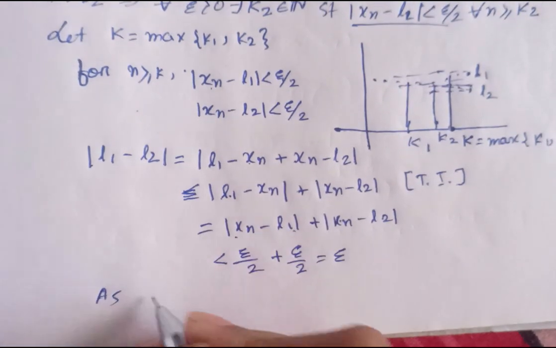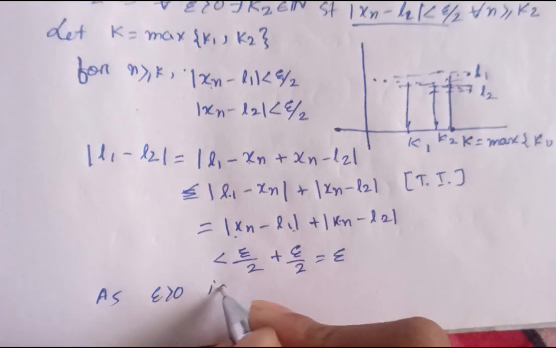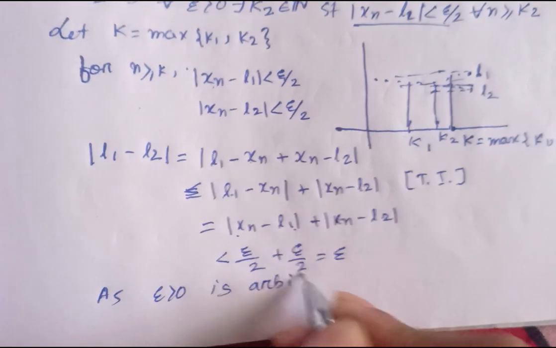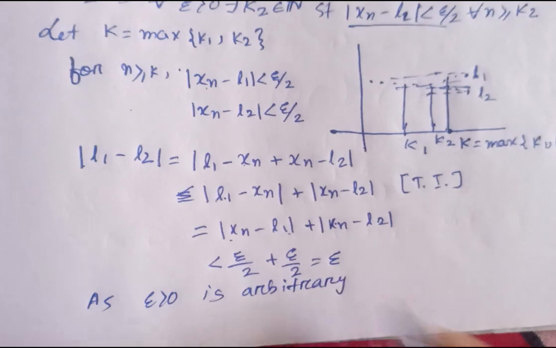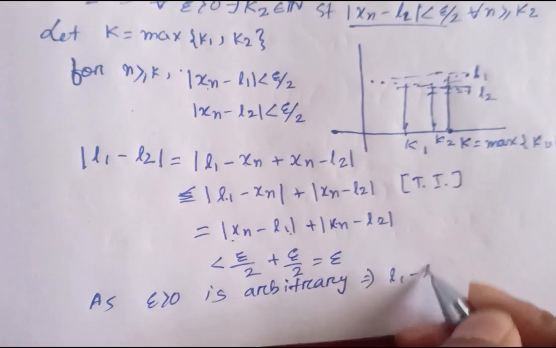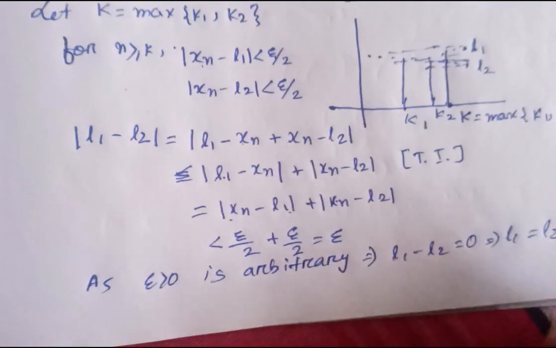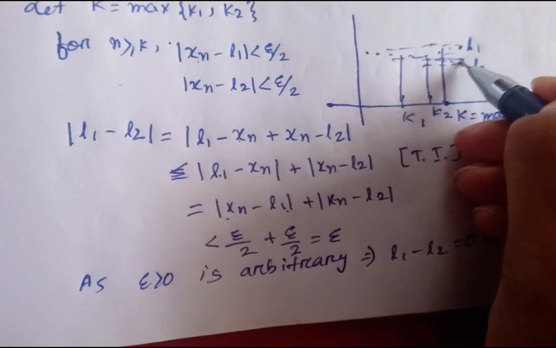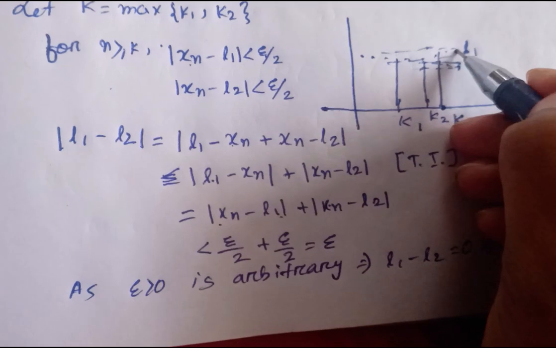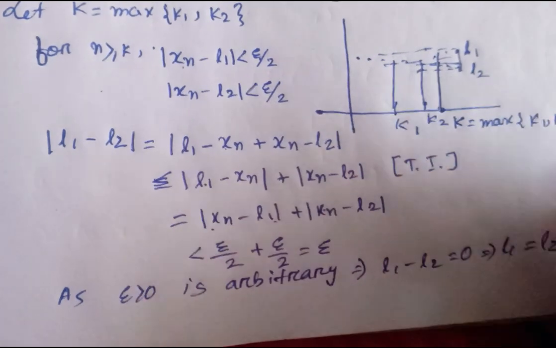And epsilon greater than 0 is arbitrary. So what do we have? Since epsilon is arbitrary, this implies L1 minus L2 equals 0, or L1 equals L2. So if we have two limits, then the limits are actually the same. We cannot have two different limits.